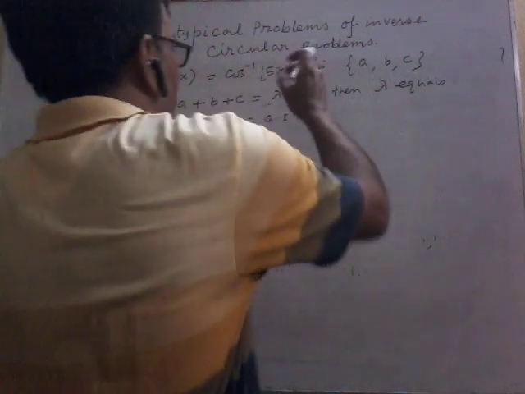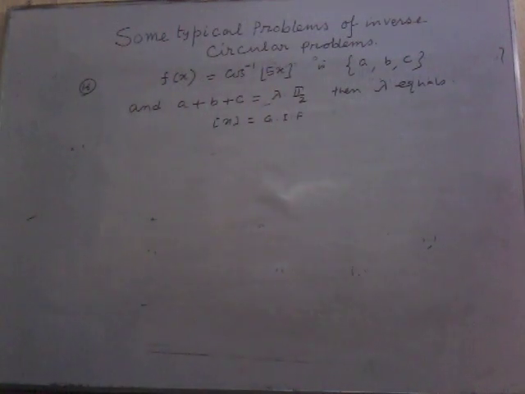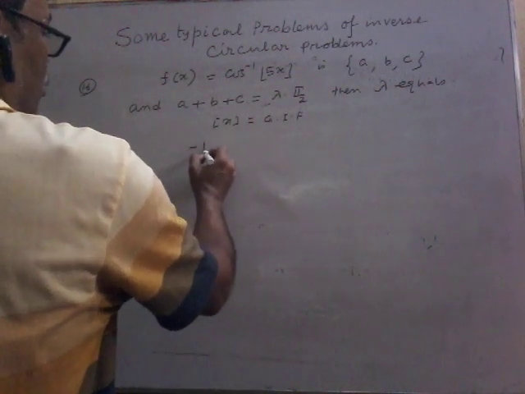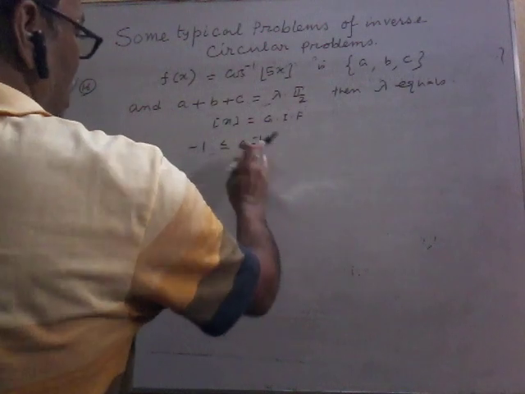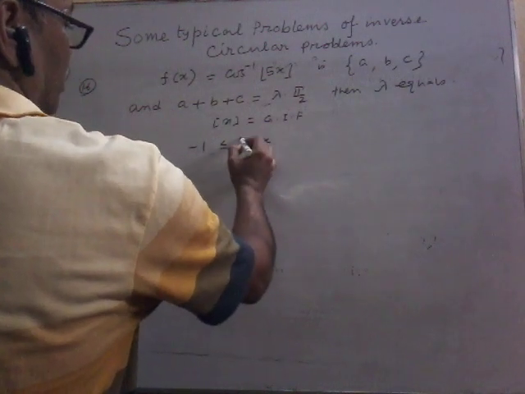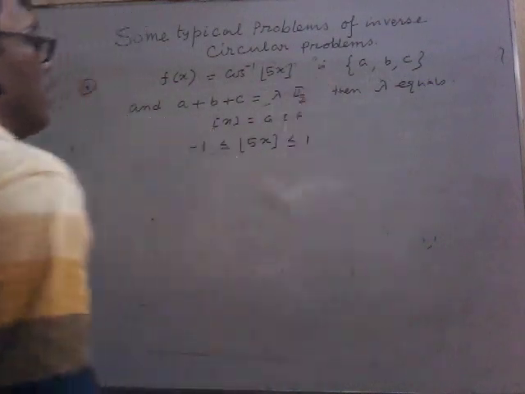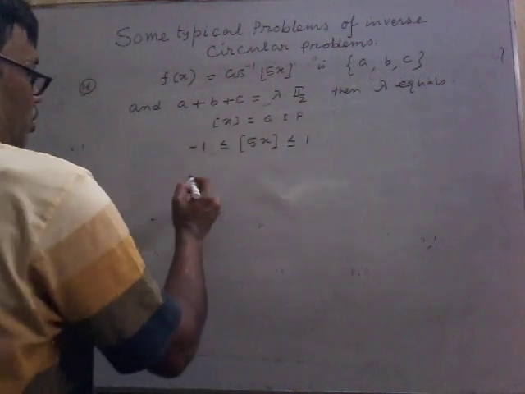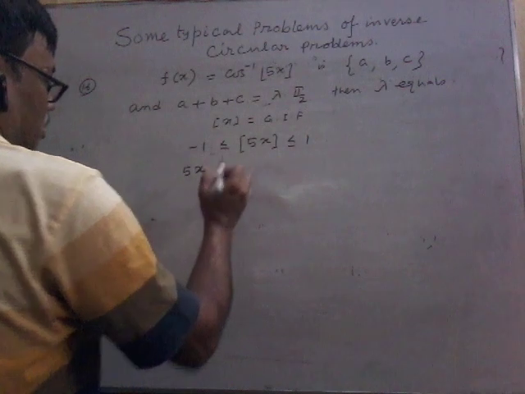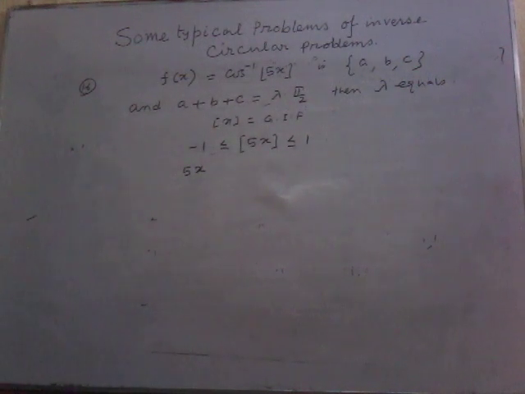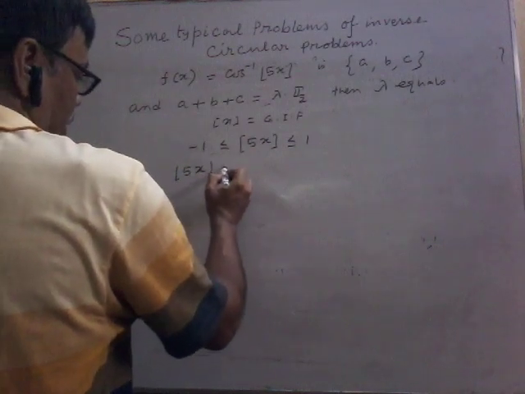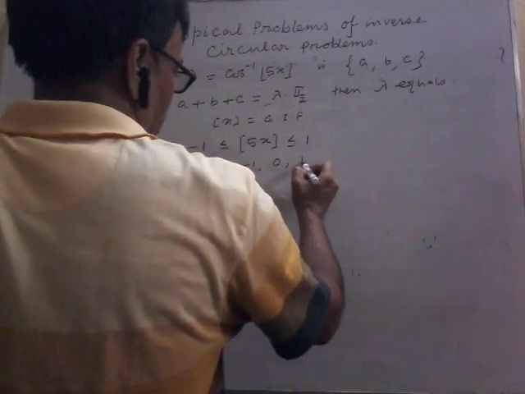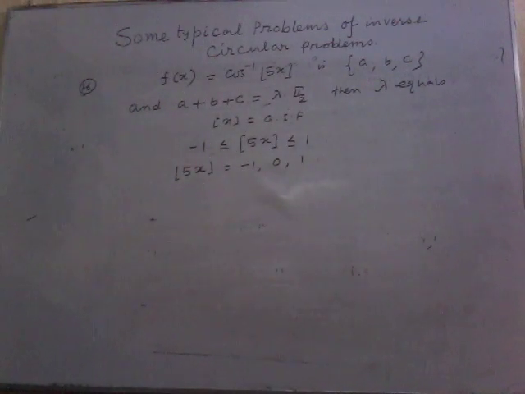So cos inverse 5x, you know, the argument in cos inverse and sin inverse must lie between minus 1 and plus 1. So what are the integer values? So what is the greatest integer of 5x? Integer values, what are the integer values? The greatest integer of 5x equals minus 1, 0 and 1.